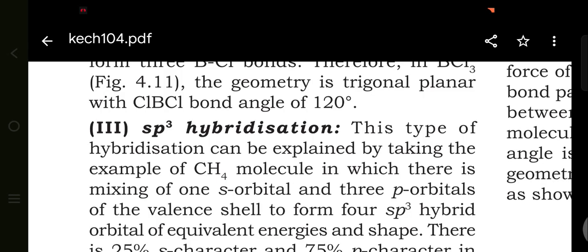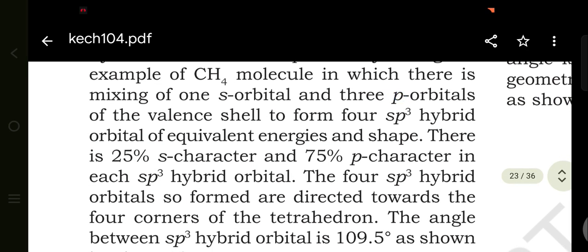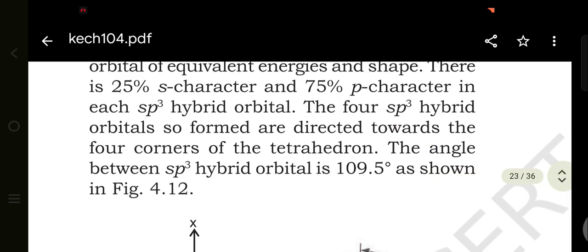sp3 hybridization. This type of hybridization can be explained by taking the example of the CH4 molecule, in which there is a mixing of one s orbital and 3 p orbitals of the valence shell to form 4 sp3 hybrid orbitals of equivalent energies and shape. There is 25% s character and 75% p character in each sp3 hybrid orbital. The 4 sp3 hybrid orbitals so formed are directed towards the four corners of a tetrahedron. The angle between sp3 hybrid orbitals is 109.5 degrees.